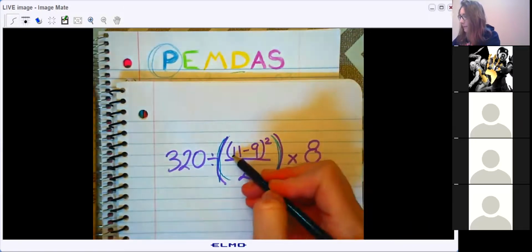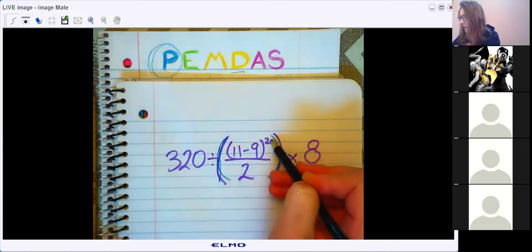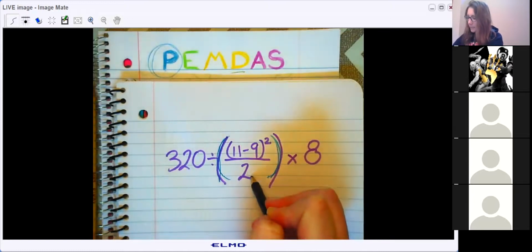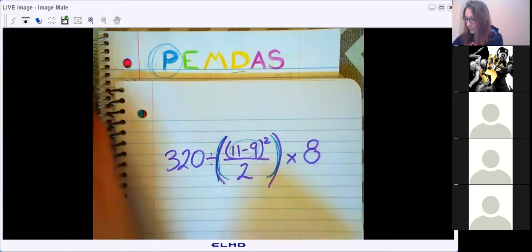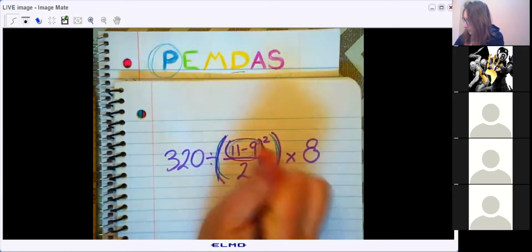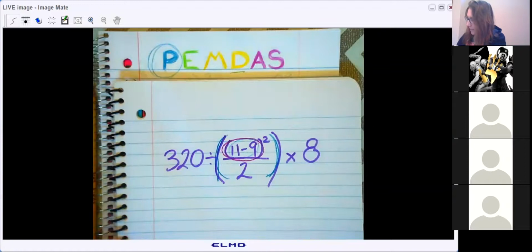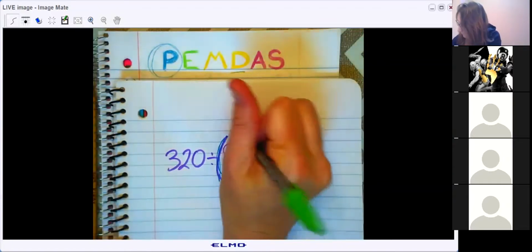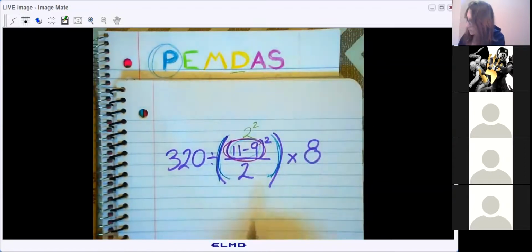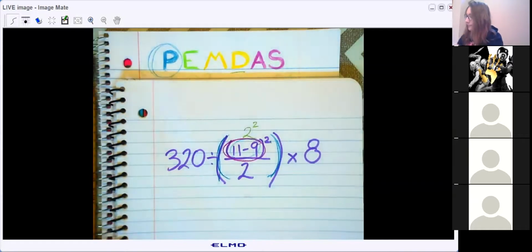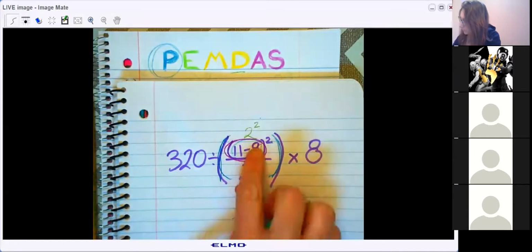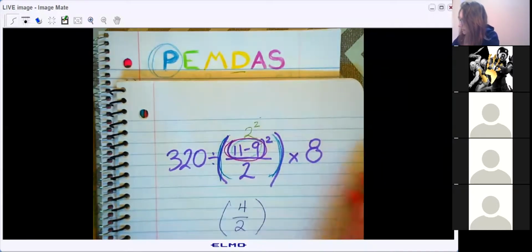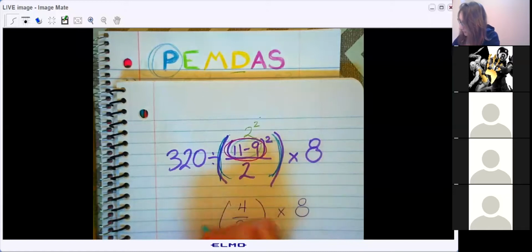And I can say that 11 minus 9 to the second power, and then that's going to be divided by 2. So 11 minus 9, we're going to subtract 11 and 9, and we're going to get 2 to the second power. 2 to the second power is 4, right? So I'm going to rewrite this: 4 divided by 2, put that in parentheses, times 8 divided by 320.